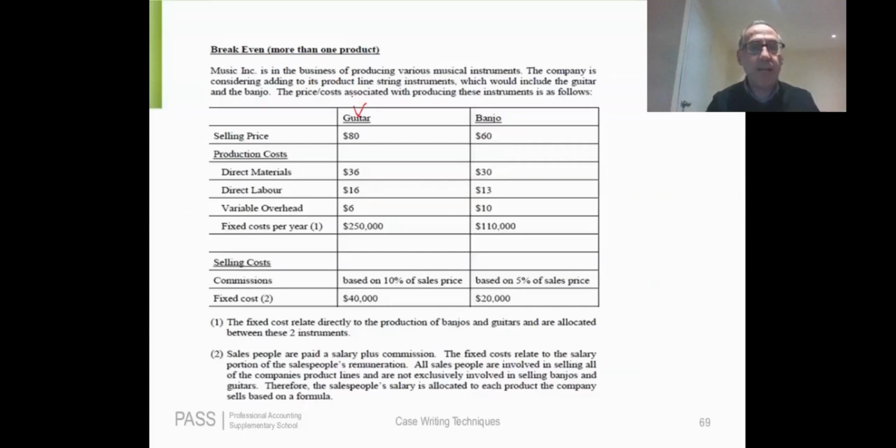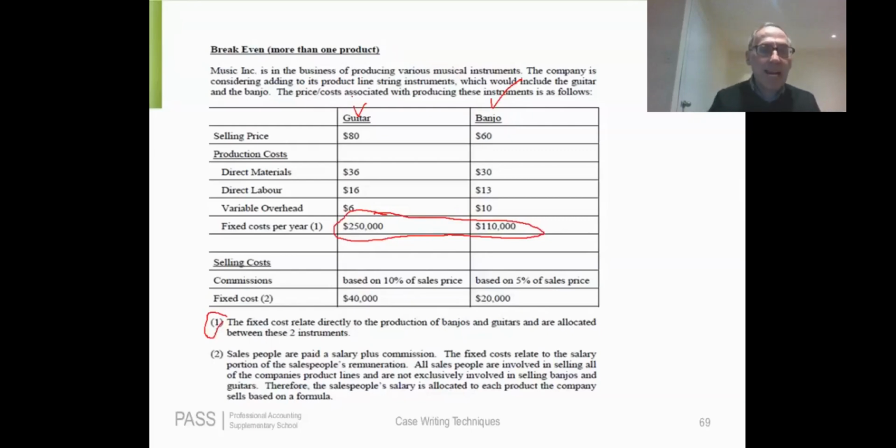Now, here are a couple of very important points we need to keep in mind. The fixed costs relate directly to the production of banjos and guitars and are allocated between these two instruments. So these fixed costs that you see over here are not just general fixed costs to run the company. These are the fixed costs specifically relating to the production of banjos and guitars. And at the end of the day, we use the same machinery, etc. So we end up allocating the fixed costs between these two instruments.